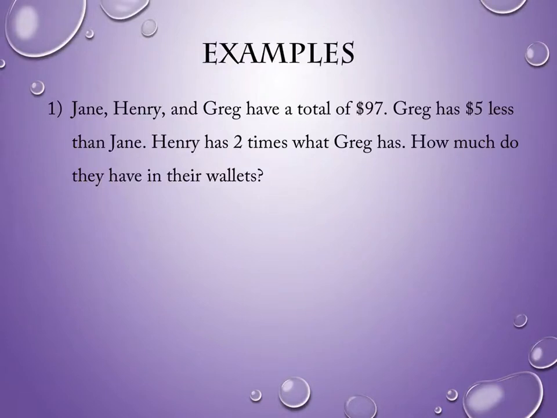So, what am I looking for specifically? How much each of them have, right? And there's 3 people. So I am looking for 3 things here, right? Money in 3 different people's wallets, if you will. Just like when we had 2 variables and 2 unknowns, we're going to identify what our variables are and what they represent. So like x is one of my variables, and I'm going to use that as Jane's money.